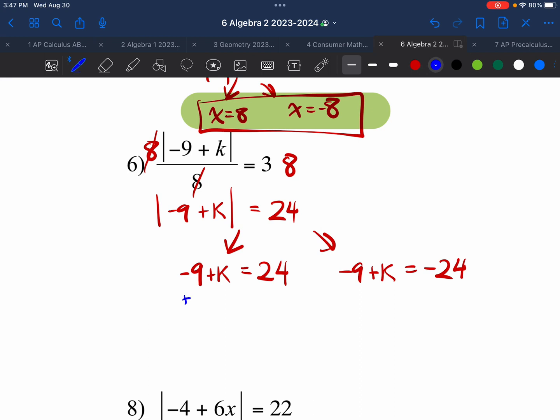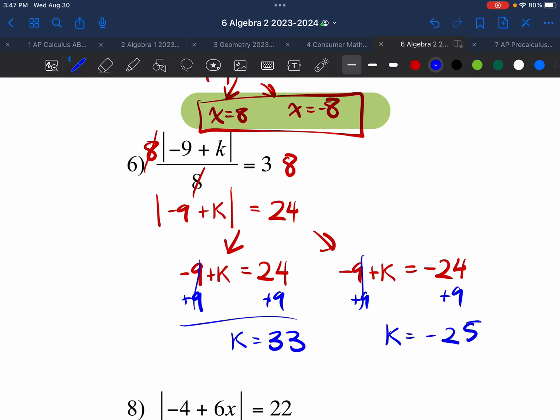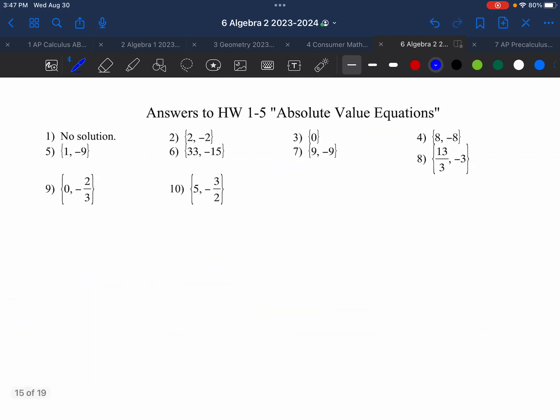You're just going to add 9 to both sides. Those 9s are gone, leaving you with k is equal to 33 in the first case, and k is equal to negative 25 in the second case. So let's go ahead and check. 33 and negative 25. 33 and, oh, I got negative 15.